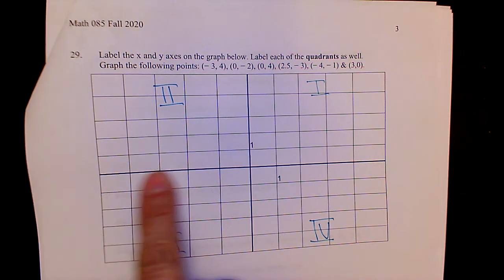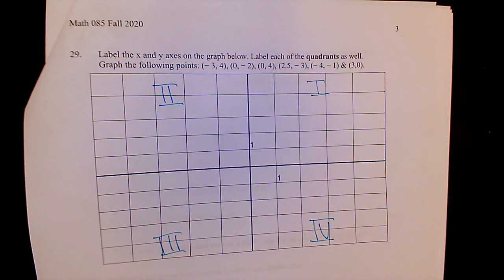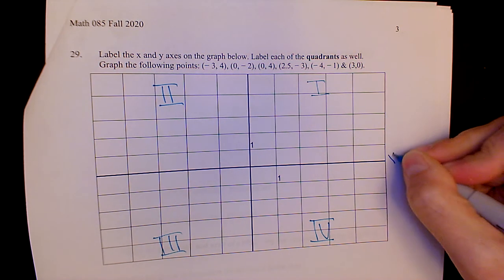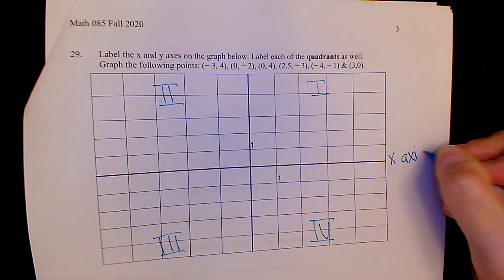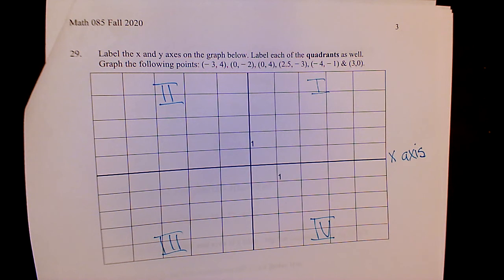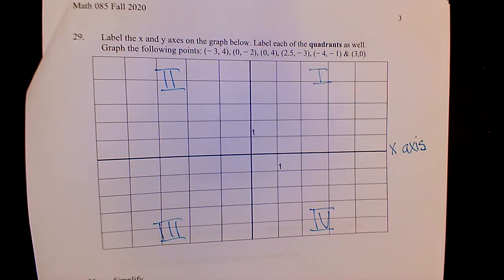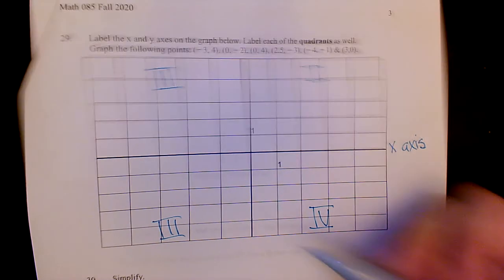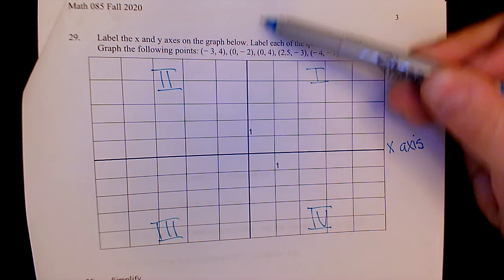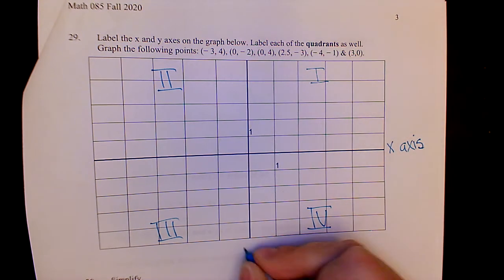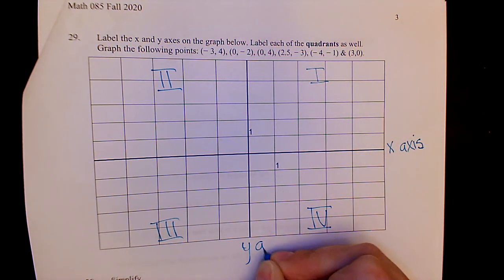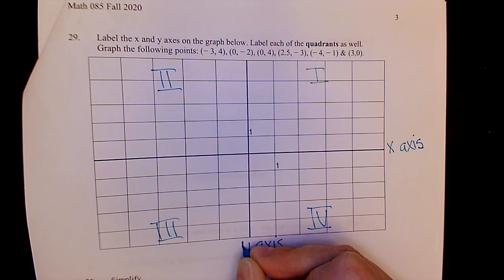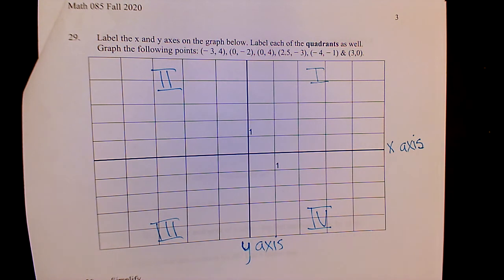So remember, the x-axis is going across, right? And you're going to do a lot more with this in Math 90 next semester. And then the vertical line going up and down is your y-axis. So I'll want you to label the axes and the quadrants.